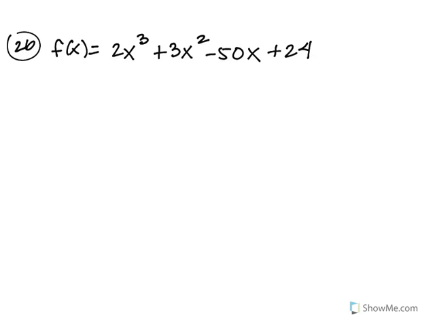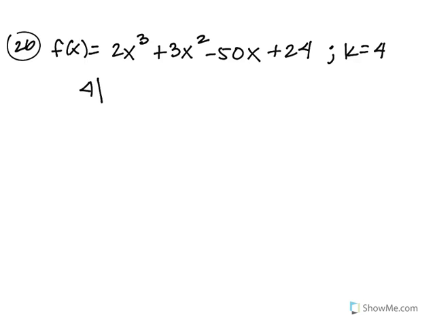It says, if you have the polynomial 2x to the third plus 3x squared minus 50x plus 24, and it says k equals 4. It says factor into linear factors given that k is a 0. So they gave you a help. They've given you your start.